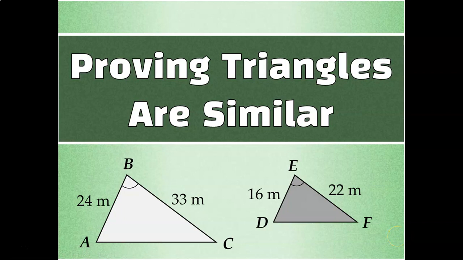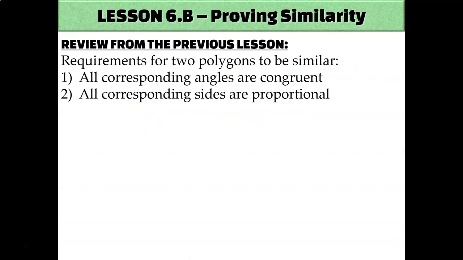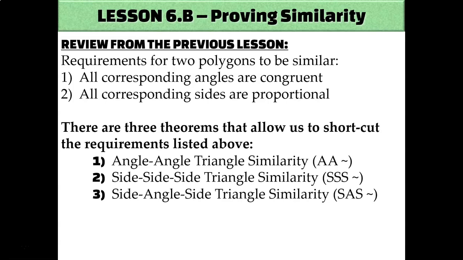Let's talk about how we can show that two triangles are similar to each other. It might be easier than you think. You might remember in our last lesson that we learned that in order for two polygons to be similar, we should show that all of their corresponding angles are congruent and that all of their corresponding sides are proportional. But the good news is, in order to prove that two triangles are similar, you don't have to prove all of that information. We're going to learn three theorems that make things a little bit easier.